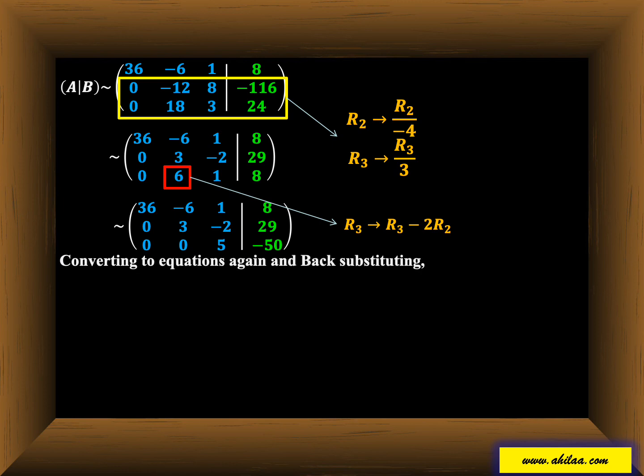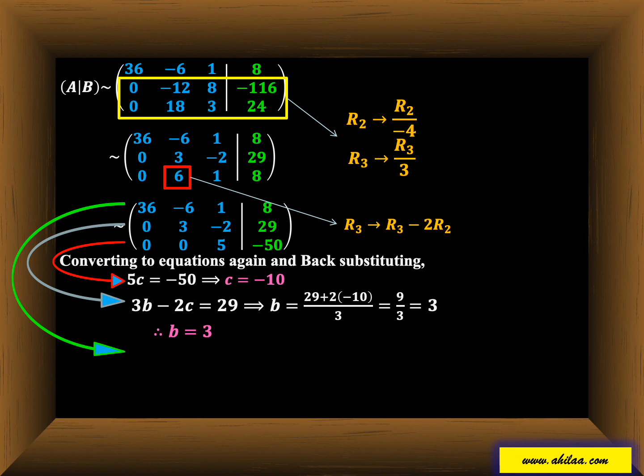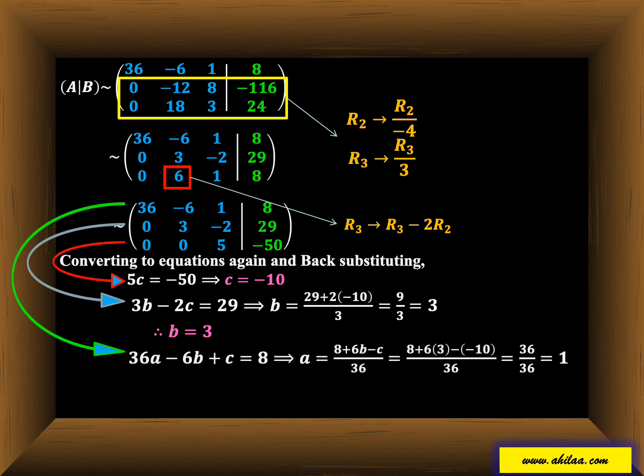Converting to equations again and back substituting. From the third row, 5c equal to -50, so c equal to -10. From the second row, 3b minus 2c equal to 29. Substitute the value of c, we are getting b equal to 3. From the first row, 36a minus 6b plus c equal to 8. So here substitute the values of b and c, we are getting a equal to 1.